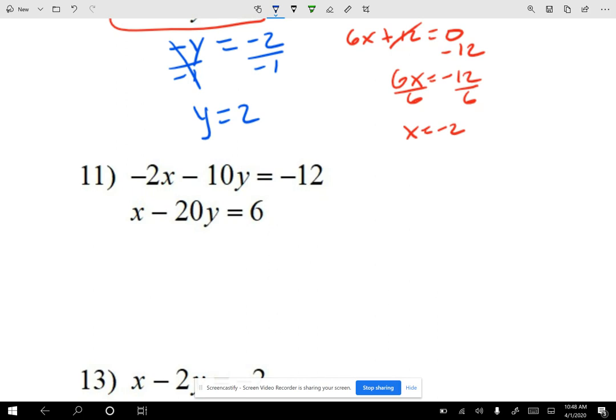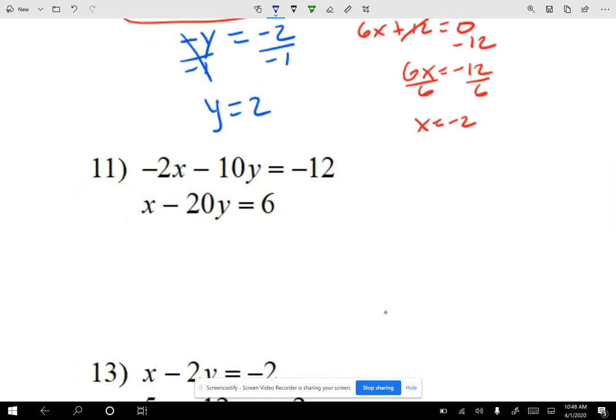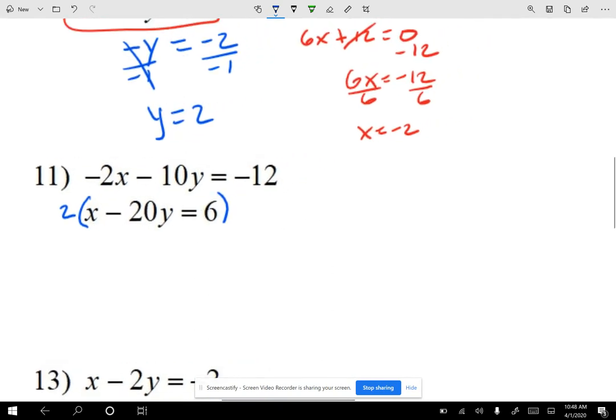In this case, none of them cancel out. If I was to add my x's, I get negative x. If I was to combine my y's, I get negative 30y. So none of them cancel out. What I'm going to do, let me multiply the second one by 2. It might seem like I have a random number. I'll show you guys in a minute why. So let me copy the first equation. I have negative 2x minus 10y equals negative 12.